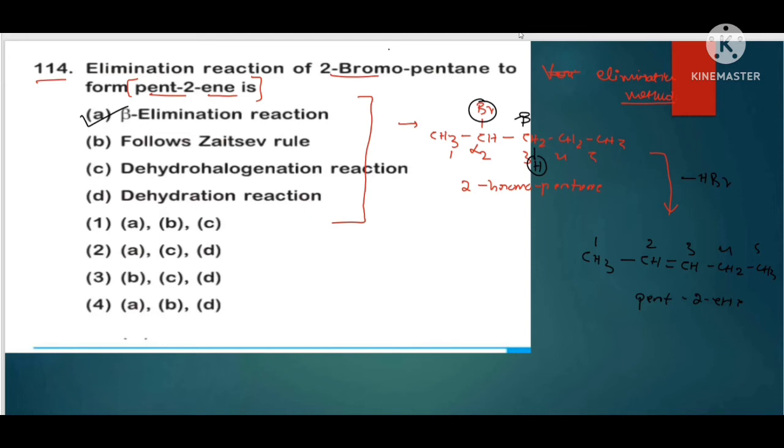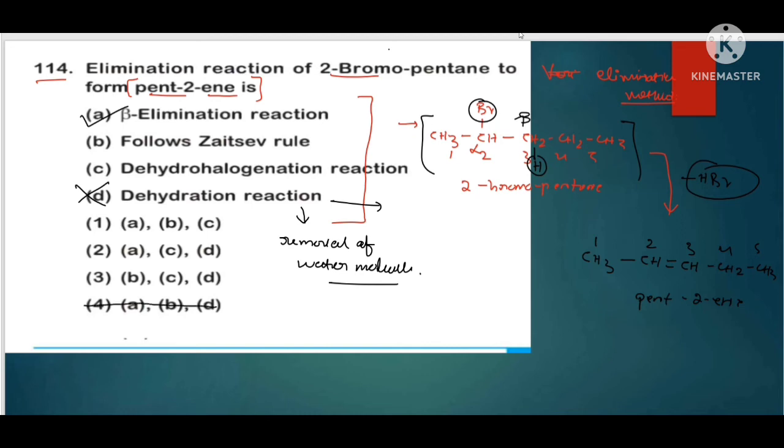Now let us come to option 4, the dehydration method. We know that dehydration means removing a water molecule. Now in this reaction, there is no probability of releasing a water molecule. That's why this option is not related to the given reaction. Let us eliminate statement D. By eliminating D, you can eliminate option 4.